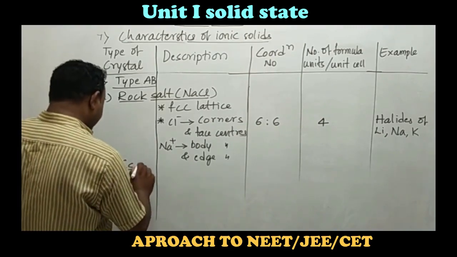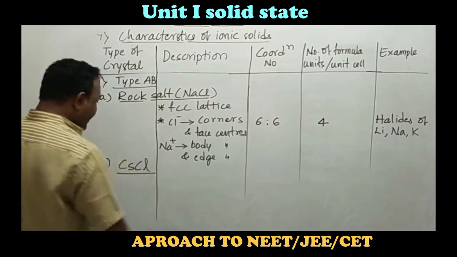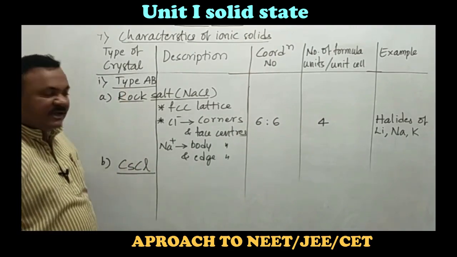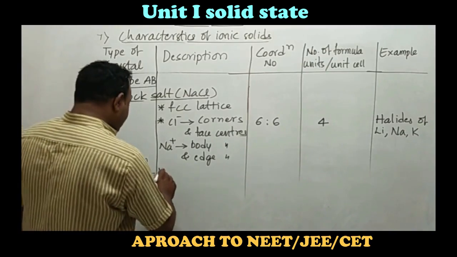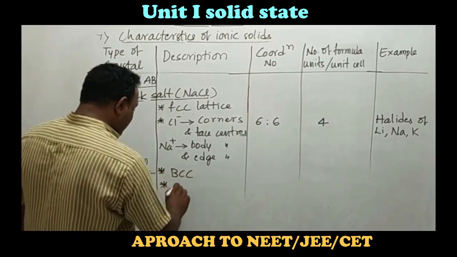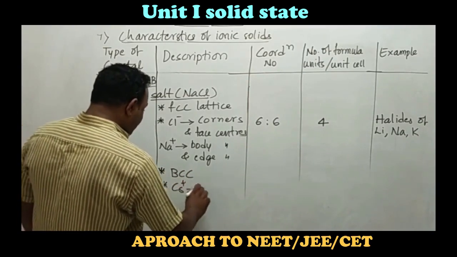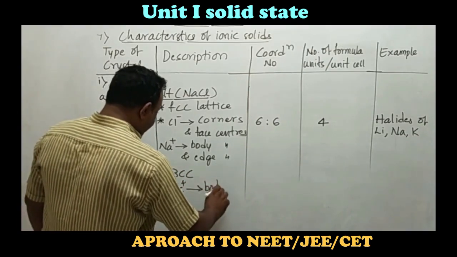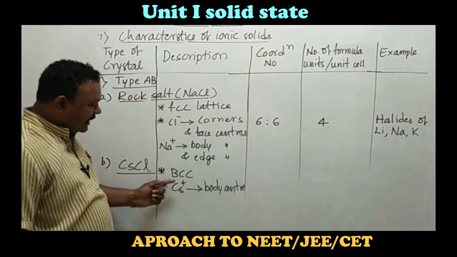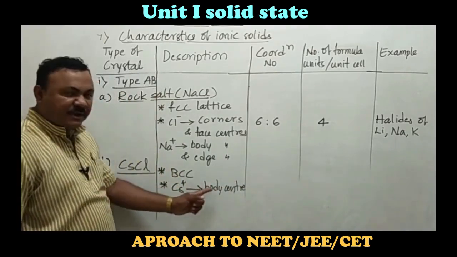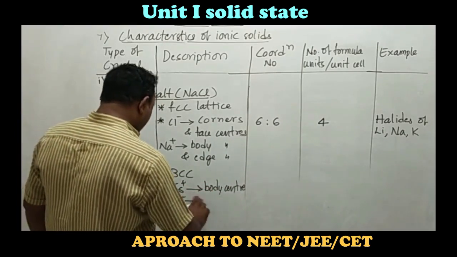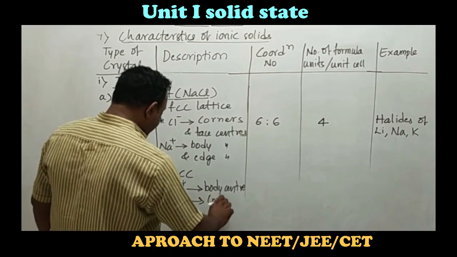Cesium chloride. Second example for the type AB, cesium chloride. Cesium chloride has BCC geometry. Cesium plus ions are at the body center. Cl minus ions are present at the corners.